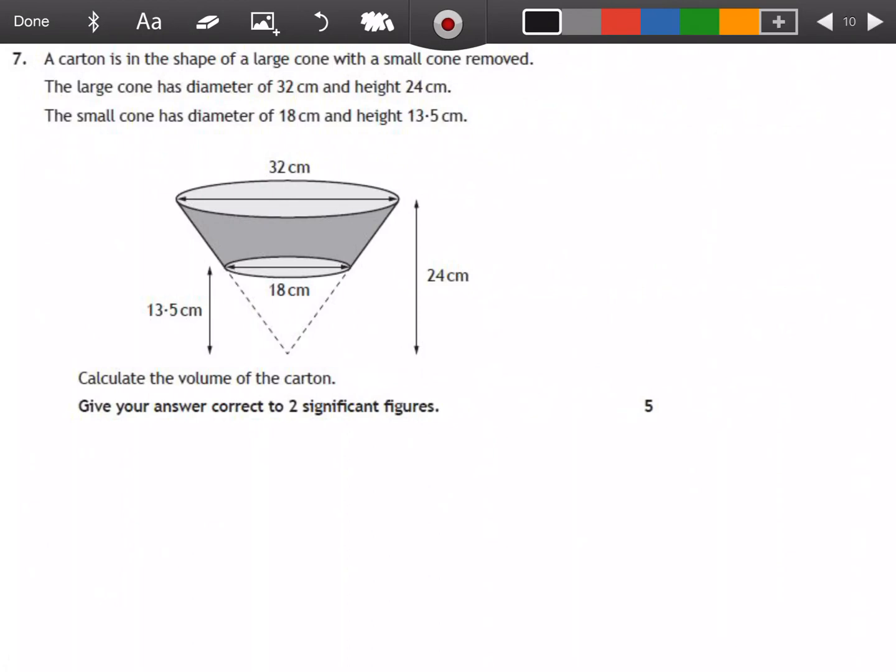Right, number 7. Let's see. A carton is in the shape of a large cone with a small cone removed. The large cone has a diameter of 32, height 24, and the small cone has a diameter of 18 and the height is 13.5. Calculate the volume of the carton.